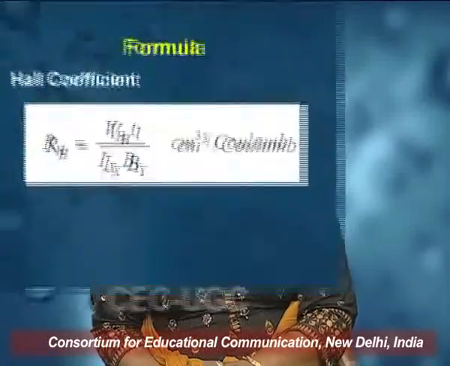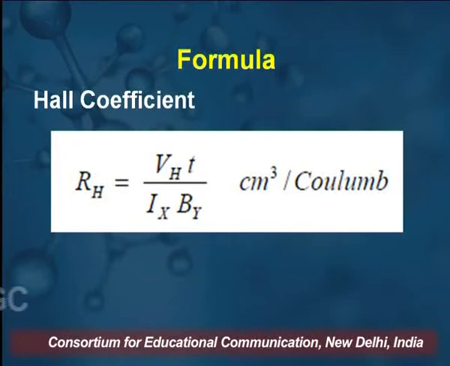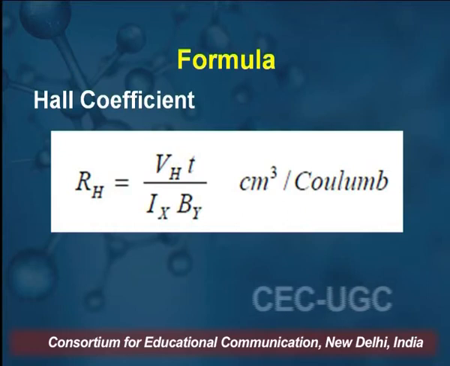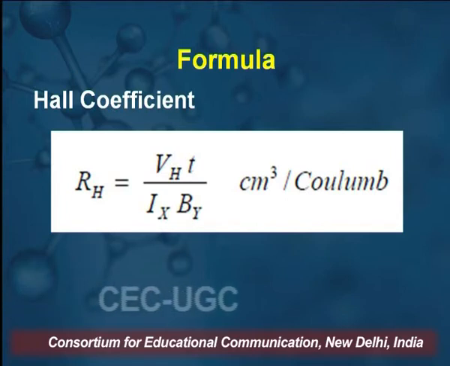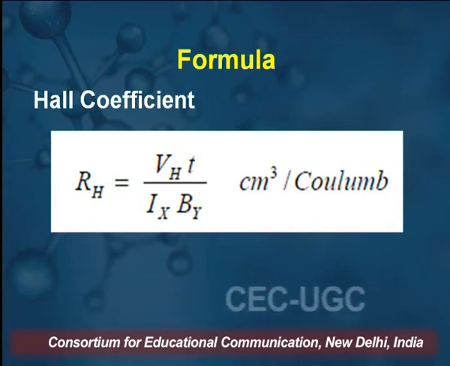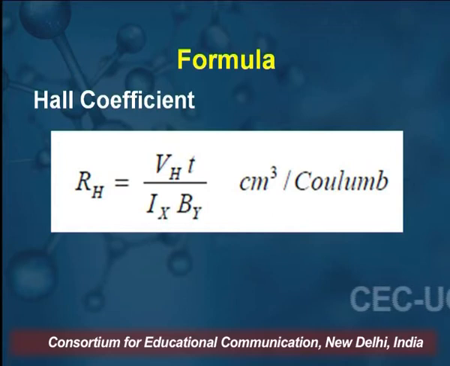So we know from the objective what we are finding by using this experiment. We are finding the Hall voltage, the Hall coefficient, the concentration of charge carriers, and the mobility of charge carriers, and we are also finding the Hall angle.